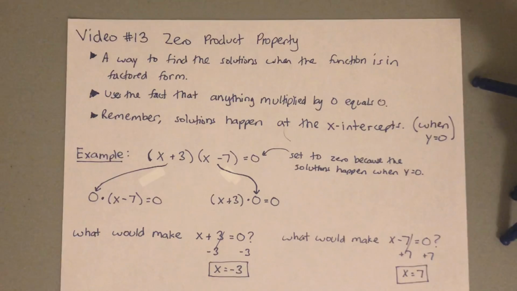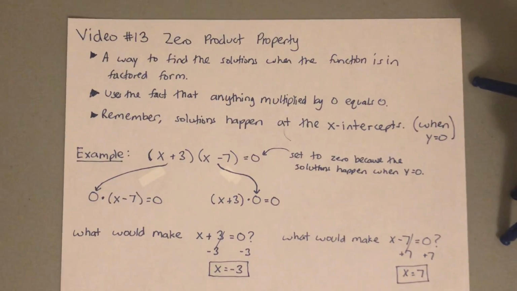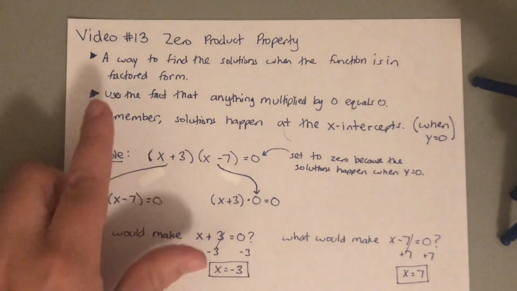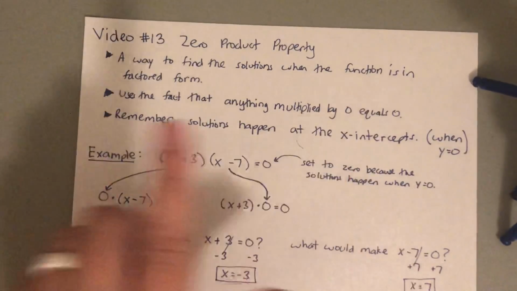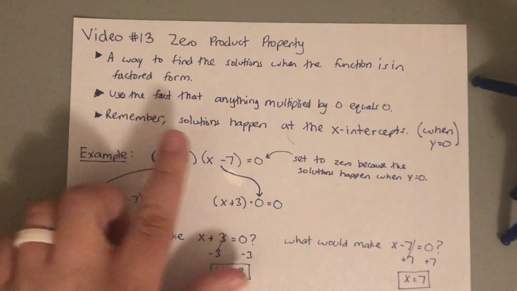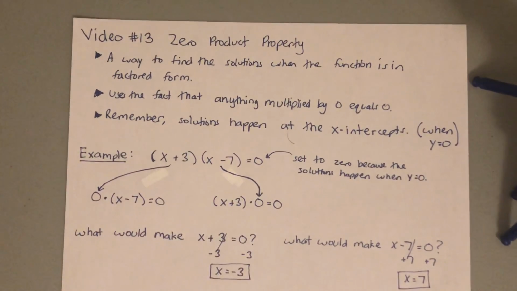For example, 5 times 0 is 0. 1,000 times 0 is 0. 1 times 0 is 0. 0 times 0 is 0. Anything, if you multiply it by 0, the answer is going to be 0. So that's really the basis of the zero product property. Because remember, the solutions happen at the x-intercepts when y equals 0. So that's going to be really helpful for us.